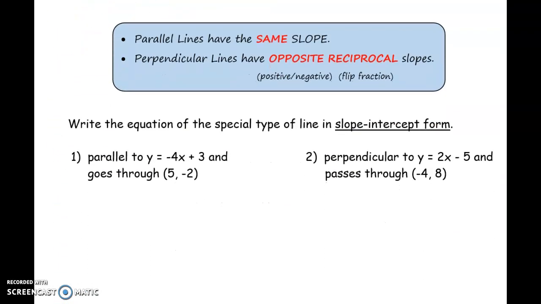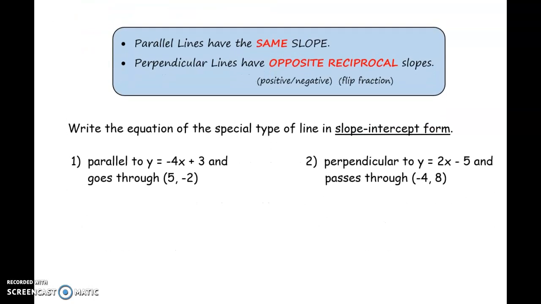The other thing that I'm going to be reviewing today is our special types of lines, parallel lines and perpendicular lines. And again, we talked about this in class, but you can see it here at the top. The key features: parallel lines have the same slope and perpendicular lines have opposite reciprocal slopes. And I wrote what that means. We know what that means from class.